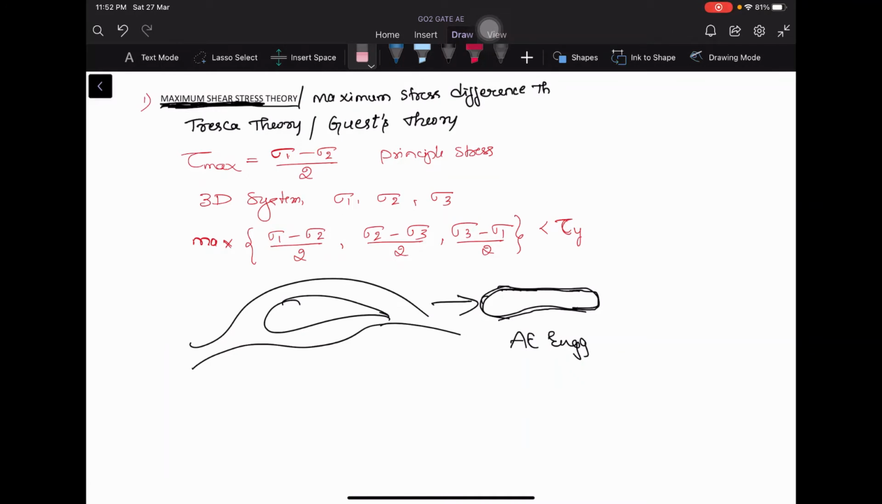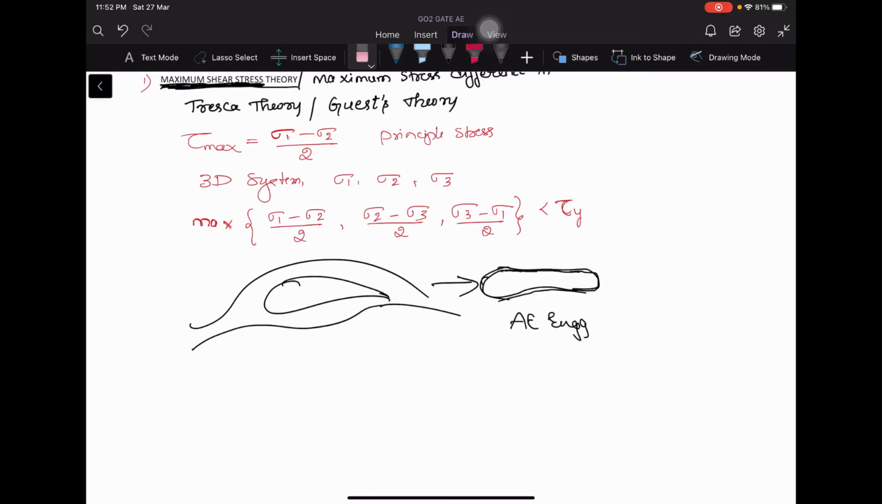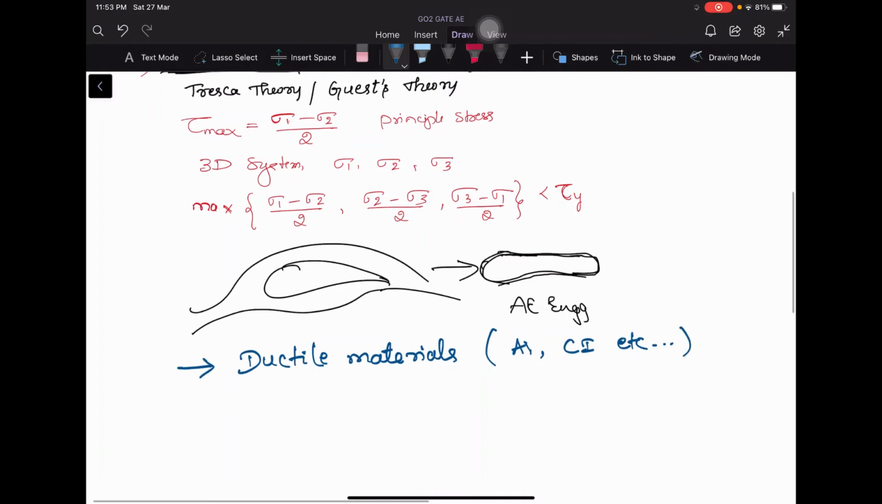So this is the formula and different names for this theory, and this theory is well suited for your ductile materials, like your engineering materials like aluminium, cast iron, etc. So for ductile materials, we use maximum shear stress theory.